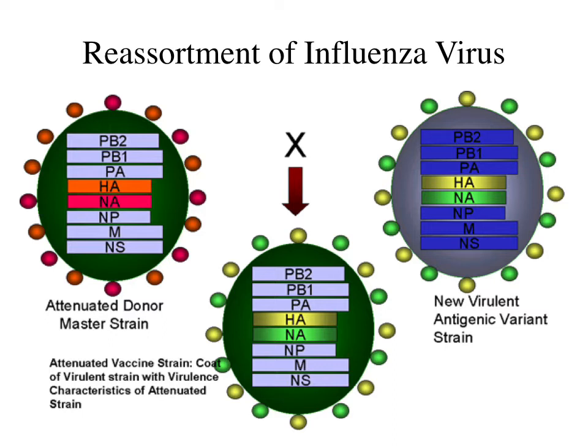So what you can see in this picture is that there's an attenuated donor master strain. They have to identify what they think the new virulent variant is going to be, and then they produce an attenuated vaccine strain that expresses the HA and the NA of the strain of interest, but is attenuated because of all the genes from reassortment that came from the attenuated donor.